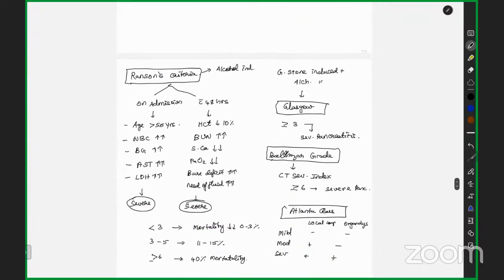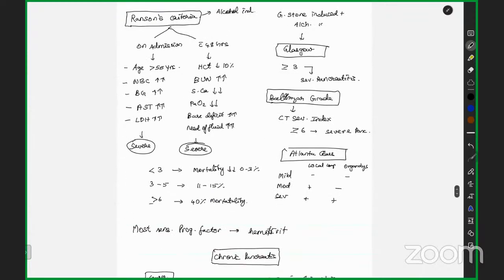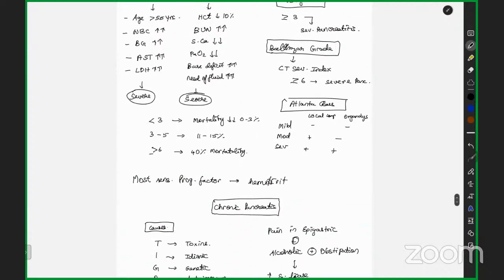Okay, clear. Now, I'm going to have different criteria. We have already seen Ranson's criteria. There can also be Glasgow criteria. There can also be Balthazar grading. There can also be Atlanta classes. Clear, right? The most sensitive prognostic factor is hematocrit.